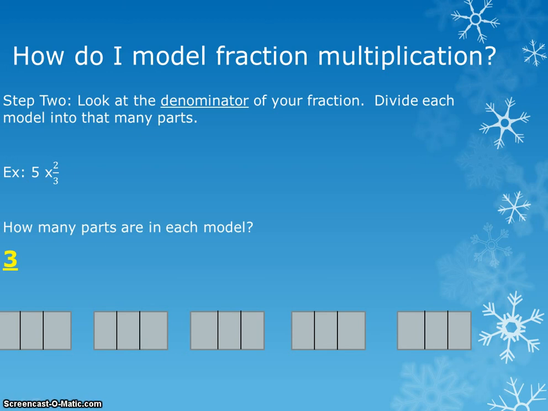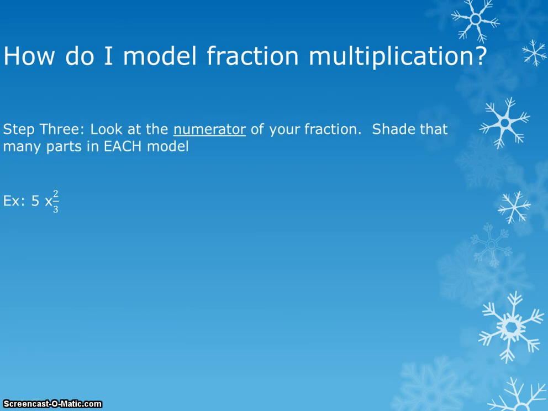We will now move on to step 3. In step 3, we must move on from the denominator and look at our numerator. The numerator tells us how many parts must be shaded in each model. We are still using our same example, so when we look at our example of 5 times 2/3, how many parts must be shaded in each model? Very good. We must shade 2 parts in each model.